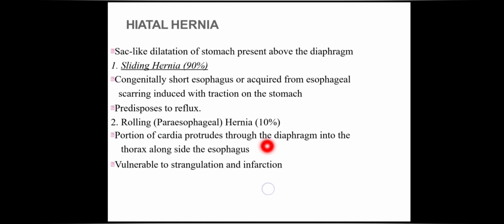Rolling or paraesophageal hernia is seen in 10% of the cases, and here a portion of the cardia protrudes through the diaphragm into the thorax alongside the esophagus. It is vulnerable to strangulation and infarction. Strangulation means dying or death of the tissue because of constriction of the vasculature, and infarction is necrosis of the tissue because of ischemia.